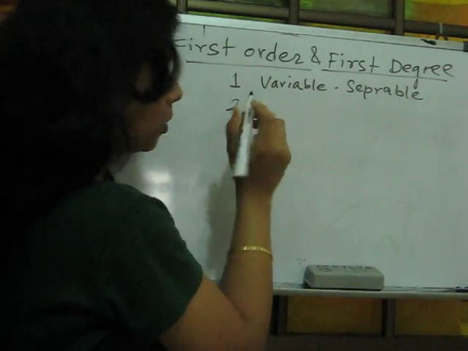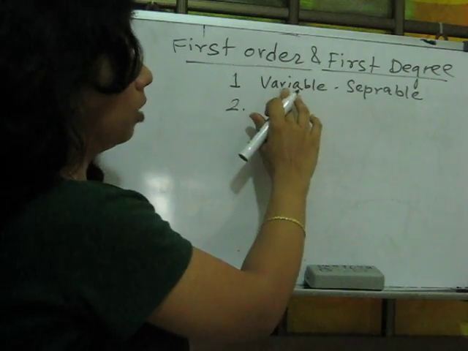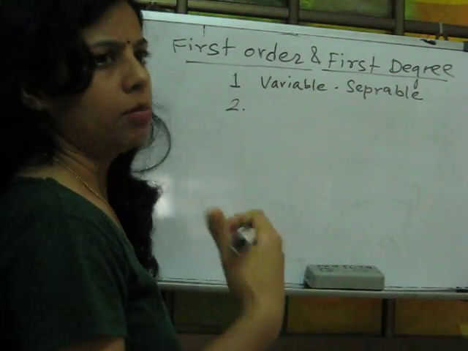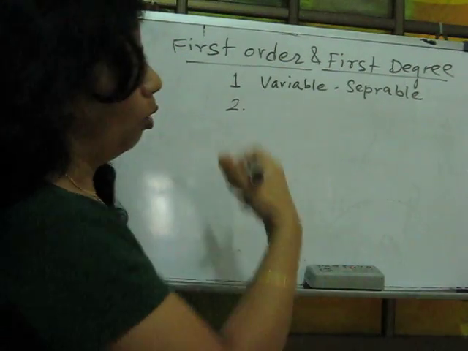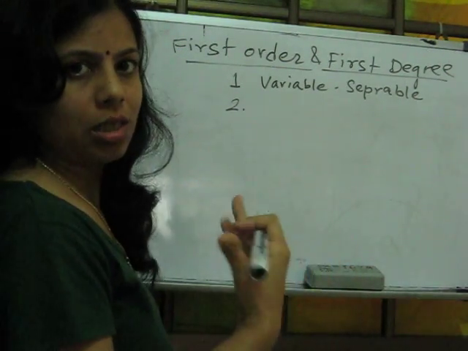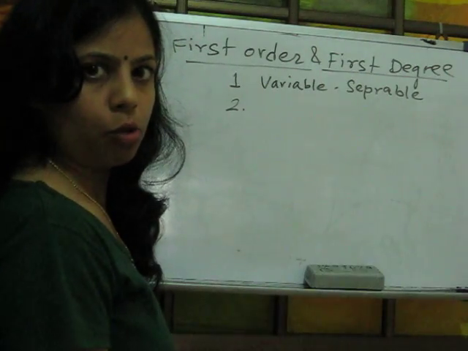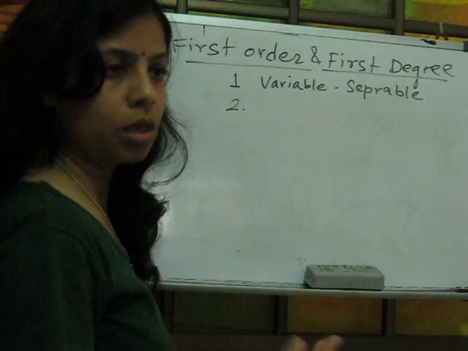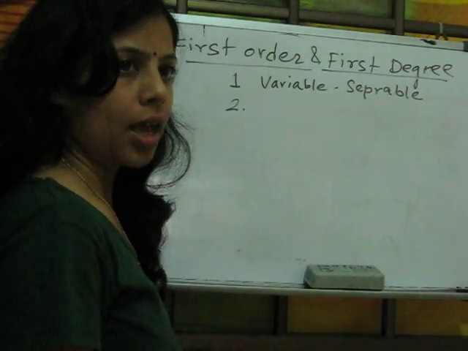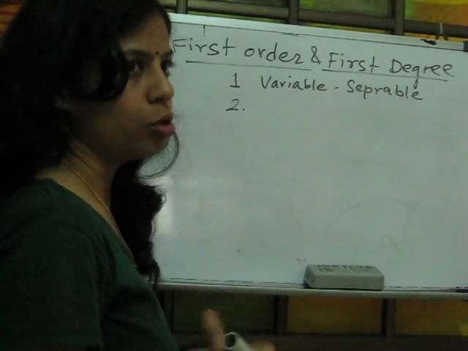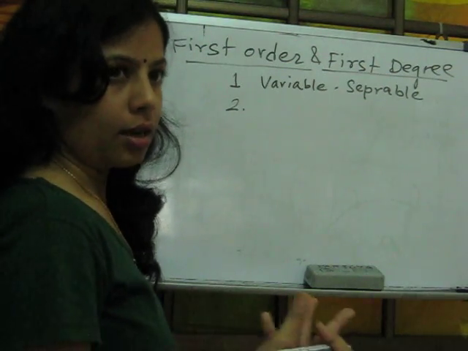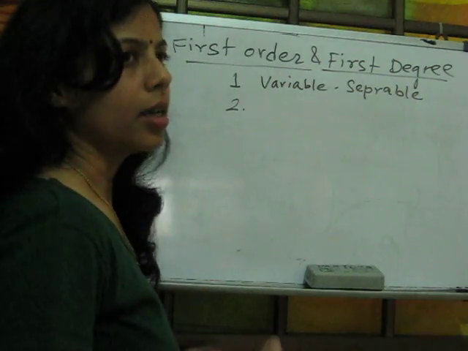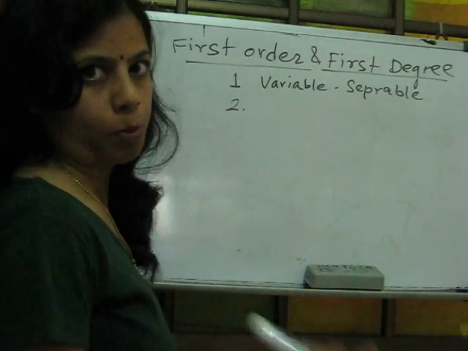Second type, I just write the name. Today we discuss only variable separable, a very simple, very easy method. In my next lecture we go to more complicated methods like homogeneous and linear. So step by step, if you learn with me, you can easily understand and solve any kind of problems. If you face any problem you can't solve, just write to me that you are not able to solve these types of problems. I can tell you how to solve those problems also.